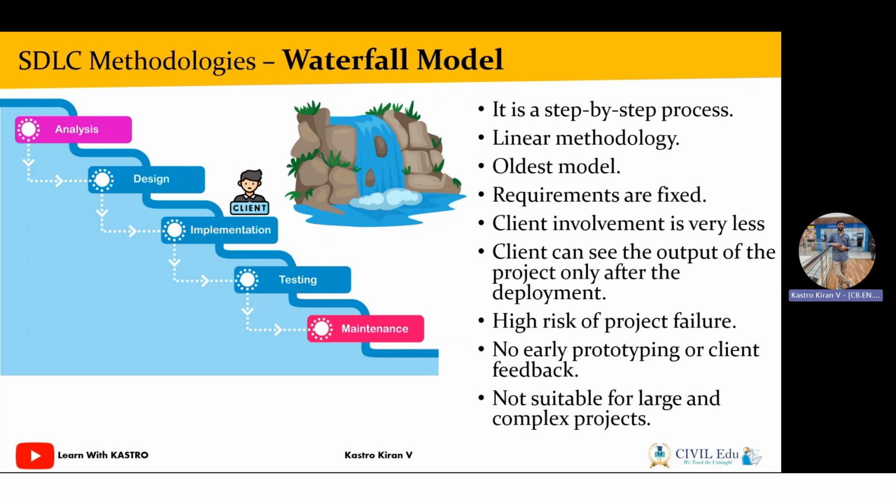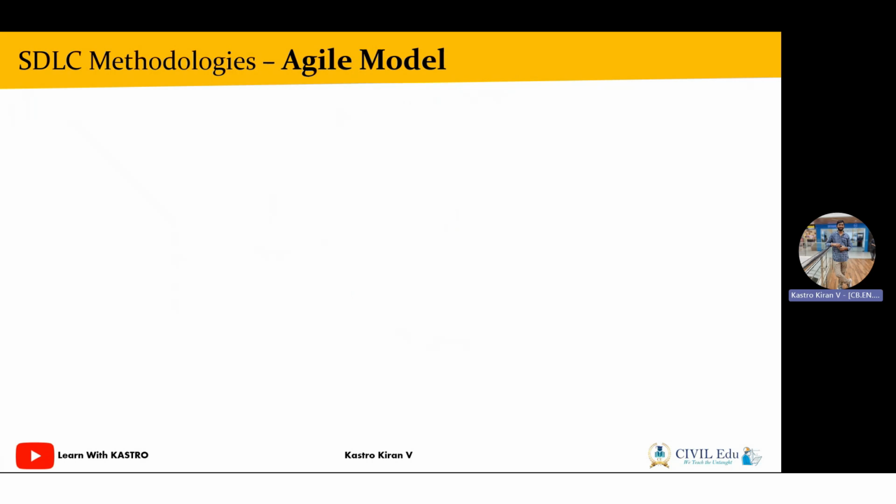To cope with all these disadvantages, apart from the waterfall model, we have several advanced models. One such model, which is most commonly used in real-time scenarios, is called the Agile model. So let's talk about the second methodology available in the process of software development, which is called the Agile model. Now, what will happen in an Agile model?